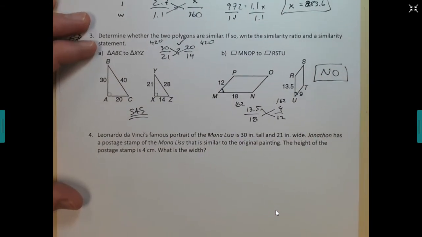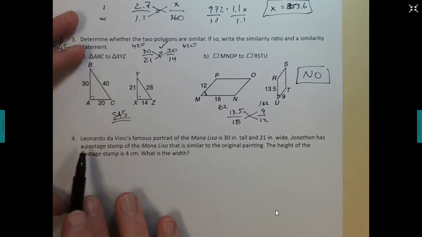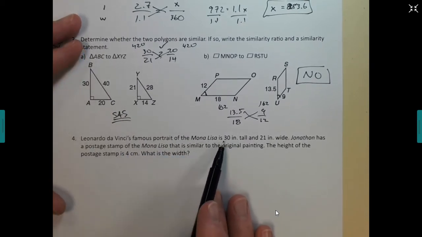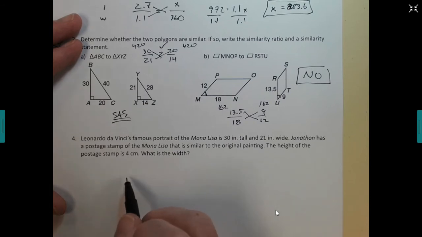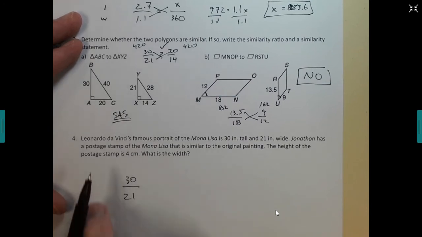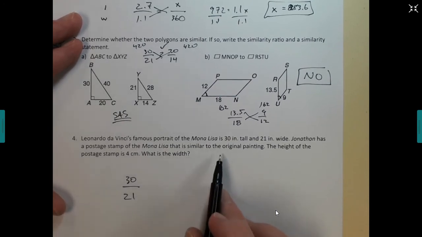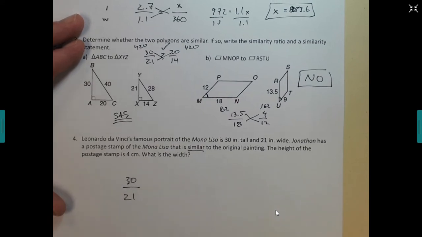Okay. All right, word problem. Leonardo da Vinci's famous portrait, Mona Lisa, is 30 inches tall, 21 inches wide. Let's go ahead and make a ratio. 30 inches tall, 21 inches wide. Then there is a postage stamp of Mona Lisa. Similar, so we can make a proportion.